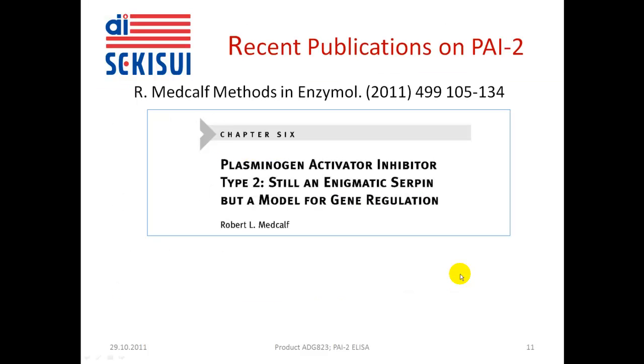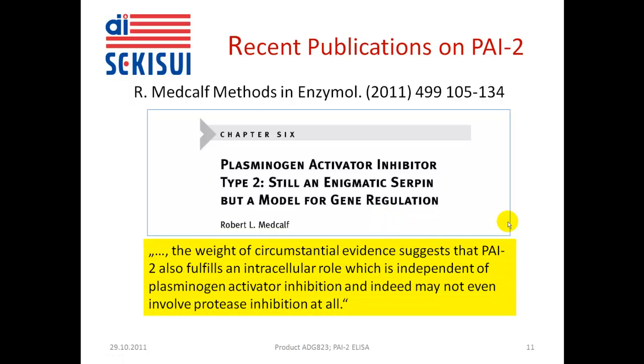Some recent publications on PAI-2, basically review articles. First, an article by Metcalf in Methods in Enzymology, 2011. Plasminogen Activator Inhibitor Type 2, still an enigmatic serpin but a model for gene regulation. Basic conclusion: the weight of circumstantial evidence suggests that PAI-2 also fulfills an intracellular role, which is independent of plasminogen activator inhibition, and indeed may not even involve protease inhibition at all.